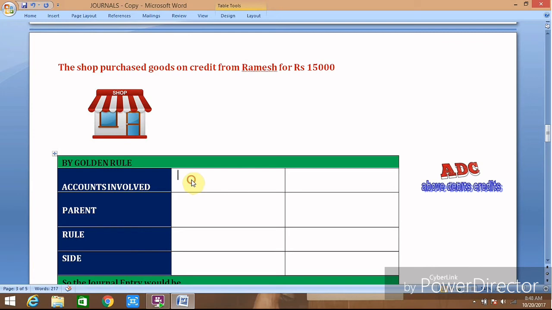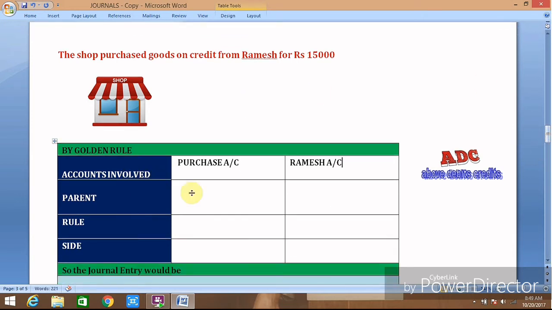So the two accounts involved over here are your purchase account and of course Ramesh account. Ramesh account is a liability. So under the golden rule classification, purchases is a nominal account, and Ramesh, as you can see, is your personal account. So the rule for nominal account is expenses or losses are debited and incomes and gains are credited. So by purchasing goods, we are incurring an expense, and an expense is going to which side? It would go to the debit part.